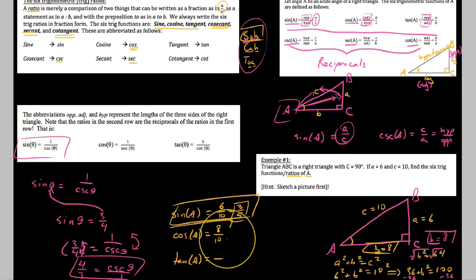And I do want to point this out. The tangent is always opposite over adjacent. So if this is angle A, tangent of A, we say opposite over adjacent. We would get 6 over 8. And that was easy. I think this is a really easy thing to do.